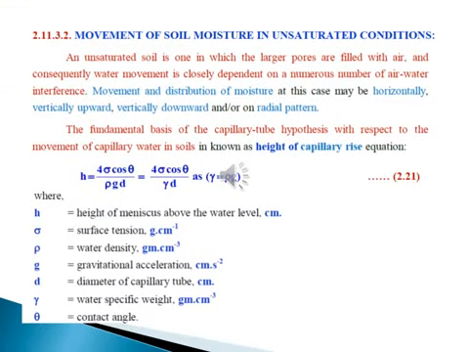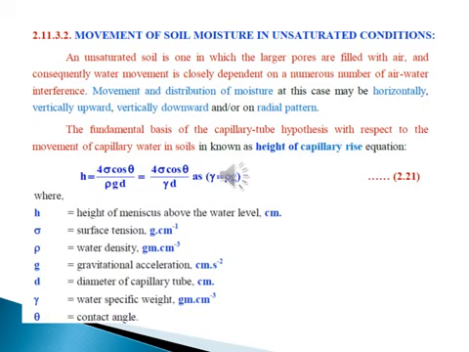Movement of soil moisture in unsaturated conditions. An unsaturated soil is one in which the large pores are filled with air, and consequently water movement is closely dependent on a numerous number of air-water interfaces. Movement and distribution of moisture in this case may be horizontal, vertically upward, vertically downward, or a radial pattern. Exactly, it is a mix.